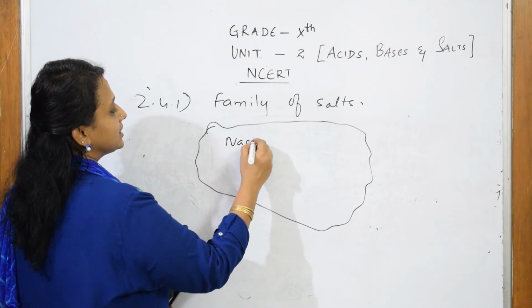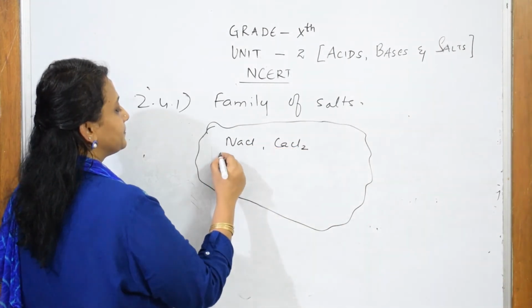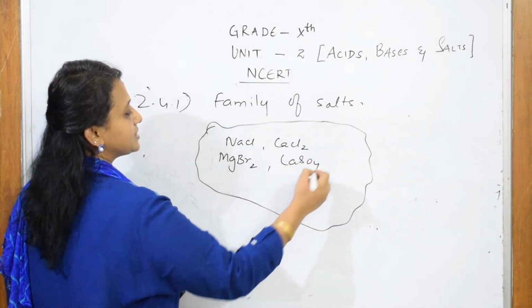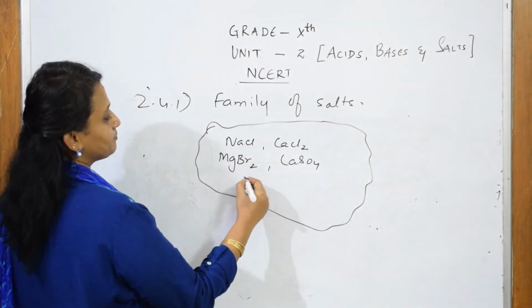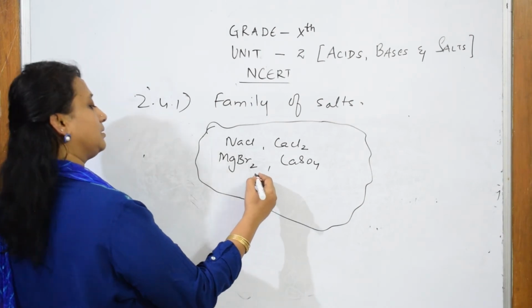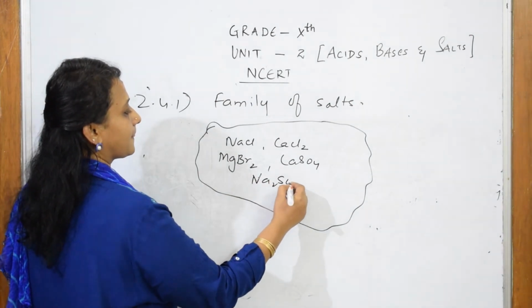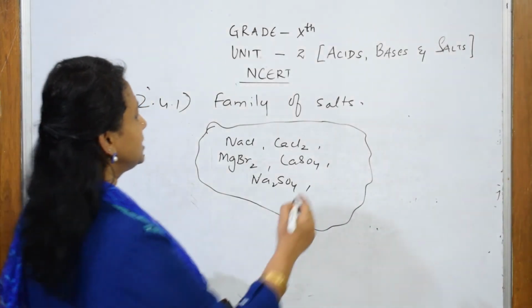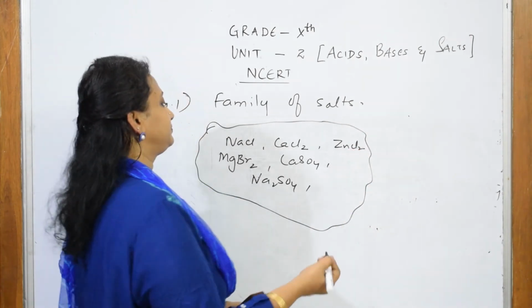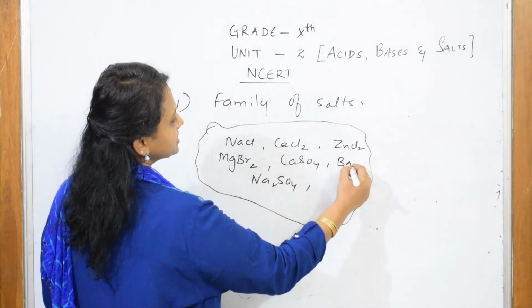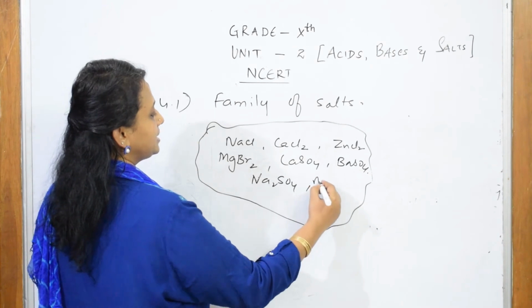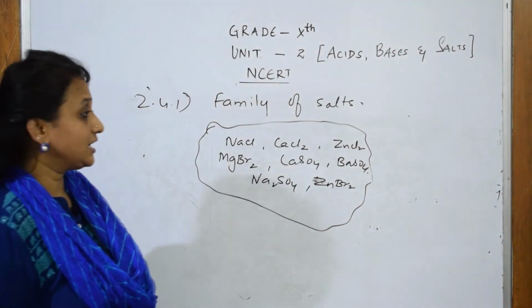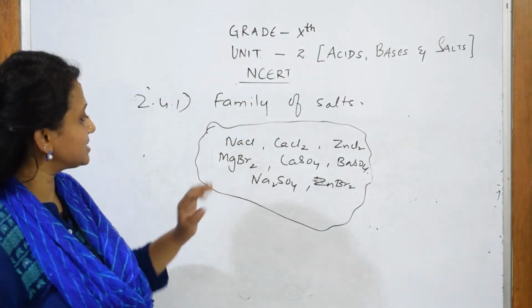Here I have NaCl, calcium chloride, magnesium bromide, calcium sulfate, then sodium sulfate, then what do we have? Any other salts? Okay, zinc chloride, barium sulfate, magnesium bromide, zinc bromide. Now what are you saying? If I have to classify into families of salts, just see.